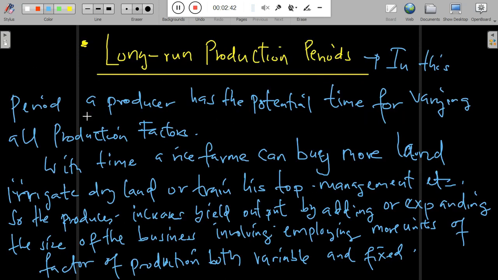Under the long-run production period, a producer has the time to vary all production factors. If the producer is using capital and labor, he can adjust to increase or reduce capital and labor. In this time, a rice farmer can buy more land, irrigate dry land, or train his top management, and so on. So the producer increases yield output by expanding the size of the business, employing more units of factors of production, that is both variable and fixed.